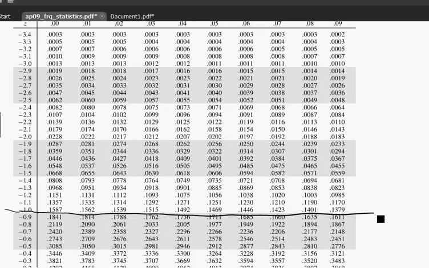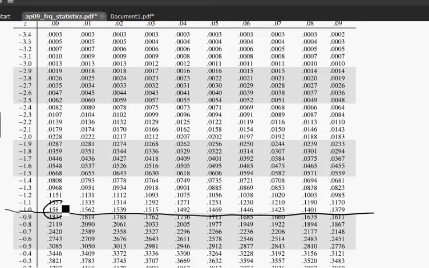Okay, so I looked at this table, and I'll look down until I find negative 1. And then across the top gives me the next digit, the hundredths digit. So if I wanted to look at negative 1.00, it's 0.1587.